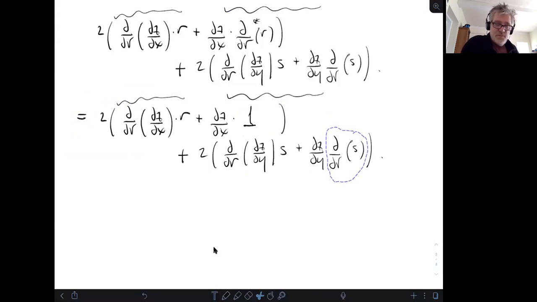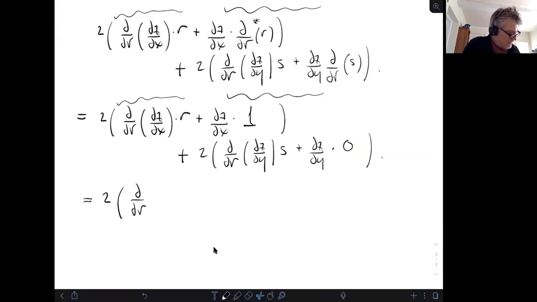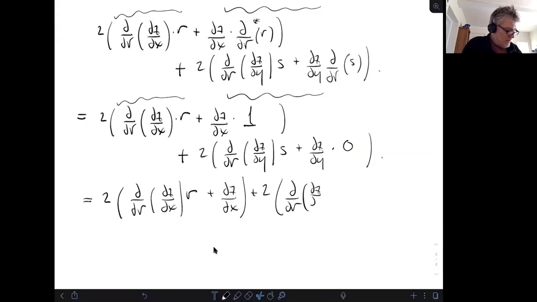So this is the derivative with respect to R of S. These are 2 independent variables. I'm taking the partial derivative of S with respect to R. S is just a constant, so that's 0. So this is what I get. Okay, so let's rewrite that. So this is 2 times partial derivative of del Z del X times R plus del Z del X plus 2 times del R of del Z del Y times S, and that's 0, so that's gone.